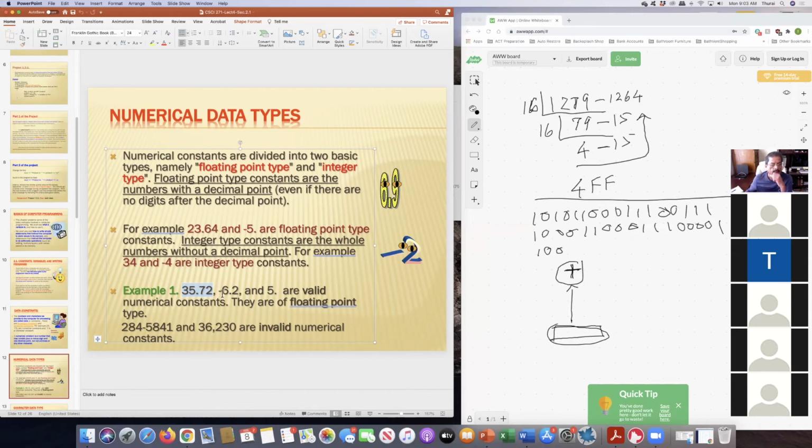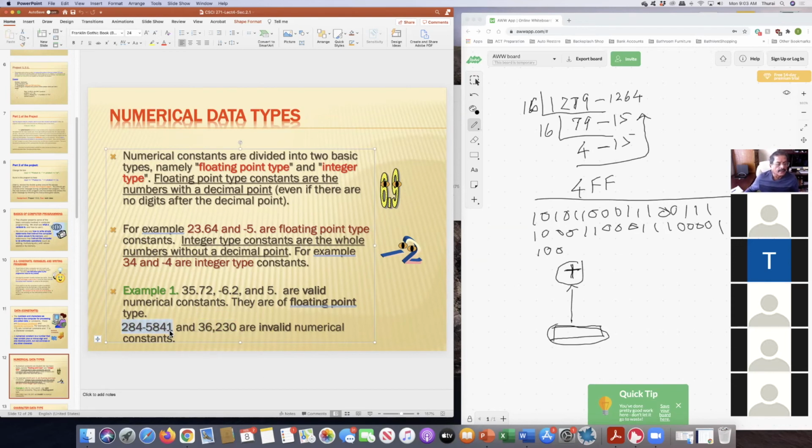That is the answer. This is valid data and it is a floating point numerical constant. This is also a floating point because it has a decimal point in the back. 284-5841, this is how we write a phone number, and this is an invalid numerical constant because of the dash. This is an invalid numerical constant because of the comma. You cannot write numerical data for the computer with a comma or a dash in there.